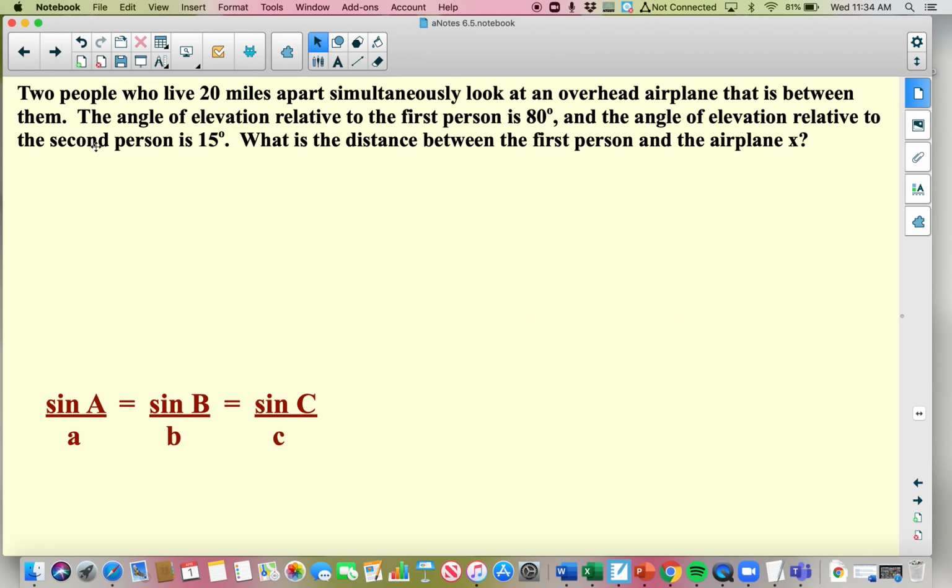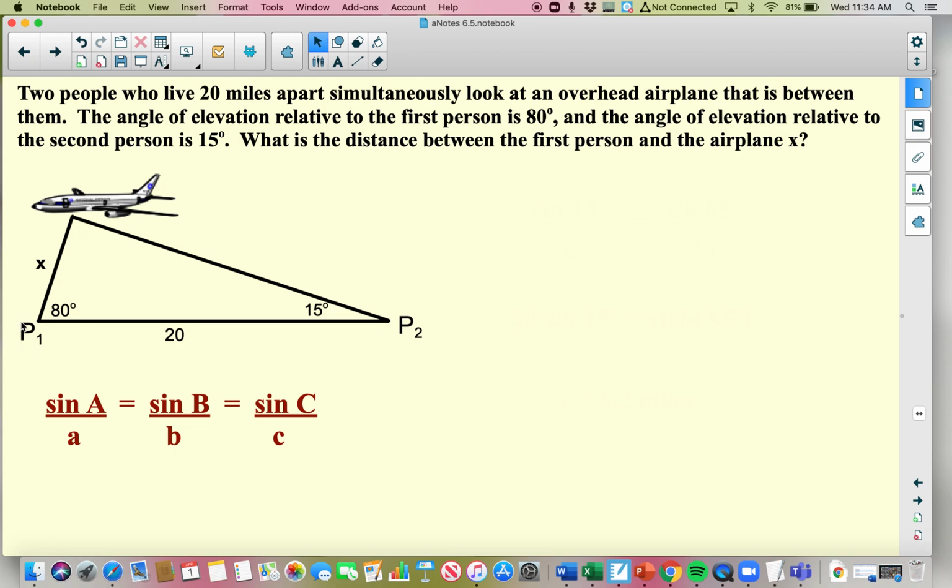Okay, so obviously the first thing you need to do is visualize this. So the two people are 20 miles apart. They're looking up at an airplane. Okay, so I'm going to unveil this picture. Here's person 1, person 2 looking up at the airplane. They're 20 miles apart, right? Angle of elevation relative to the first person is 80 degrees. So remember that would be the horizontal and looking up. That creates 80. Angle of elevation of person 2 is 15 degrees. What is the distance between person 1 and the airplane? So I labeled that X.